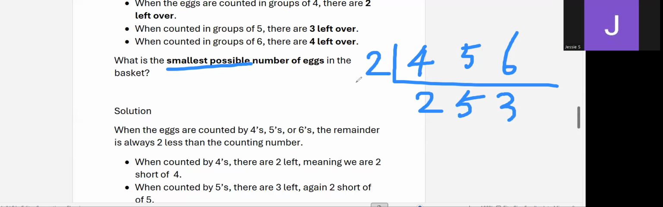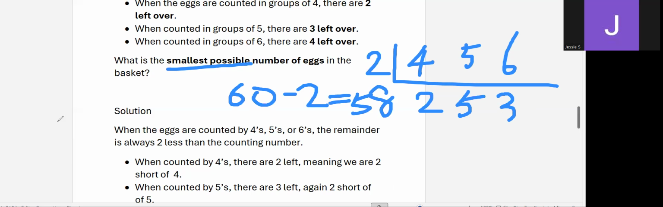Now let's multiply these numbers because I cannot find any common factors between 2, 5, and 3. Okay, so 2 times 2, that's 4. 4 times 5, that's 20. 20 times 3, that's 60. So the least common multiple for 4, 5, and 6 is 60. But remember, the number of eggs is 2 short of 60. So 60 minus 2, that's 58 eggs. Okay, this is how we do it.